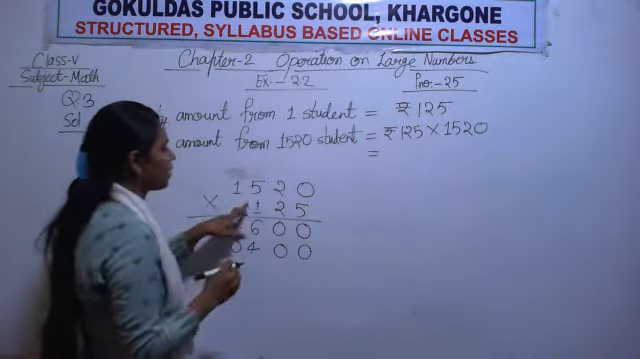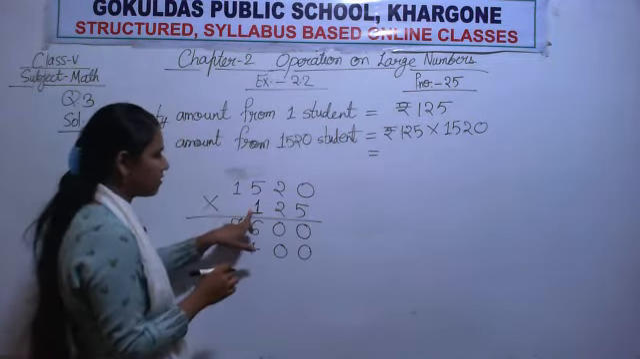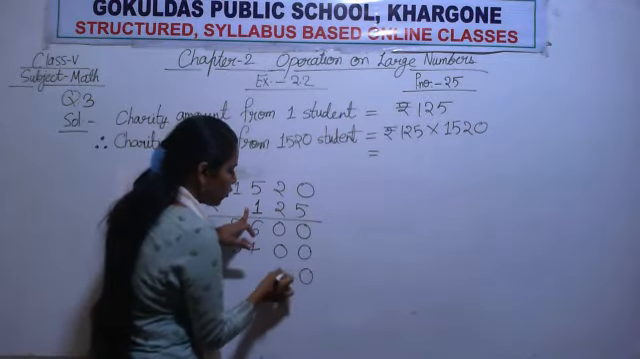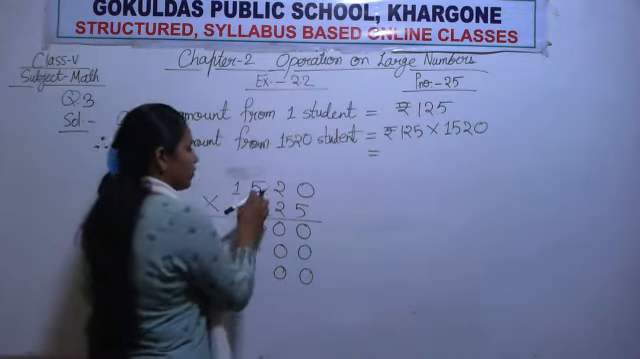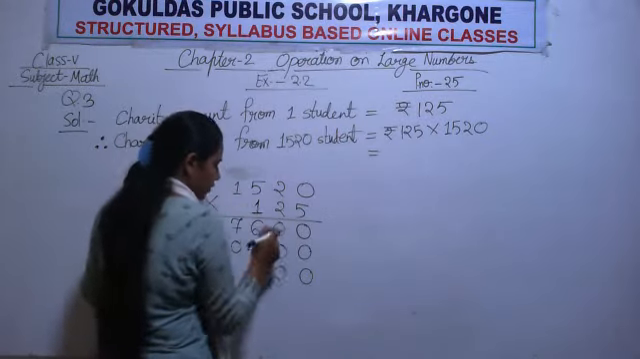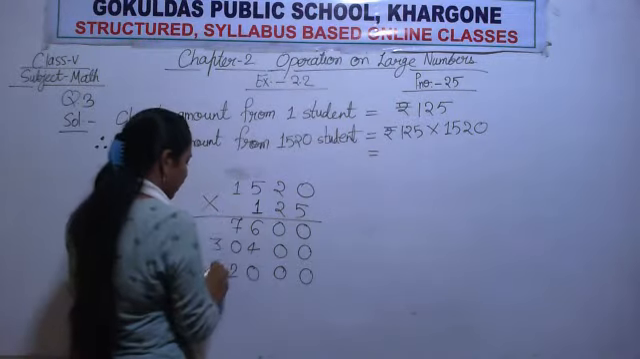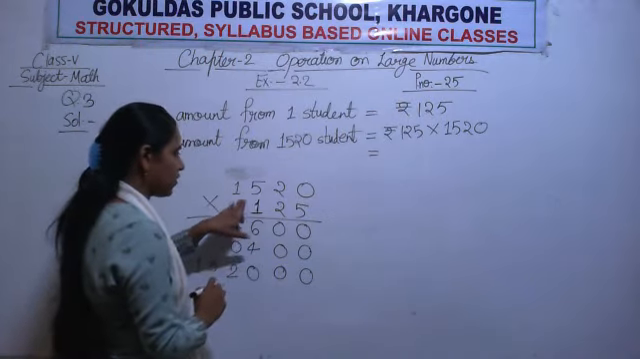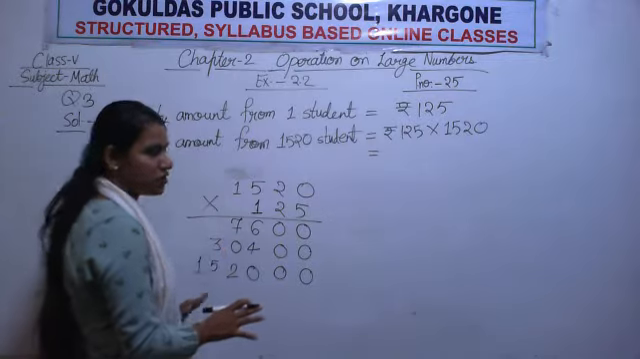Okay, now multiply with the next digit of the multiplier. The next digit is 1. 1 is at the hundreds place, so you have to put 2 zeros. Okay, now start multiplying with the multiplicand. So 1 into 0 is 0. 1 2s are 2. 1 5s are 5. 1 1s are 1. Now there is no digit in the multiplier, so our multiplication process stops here.